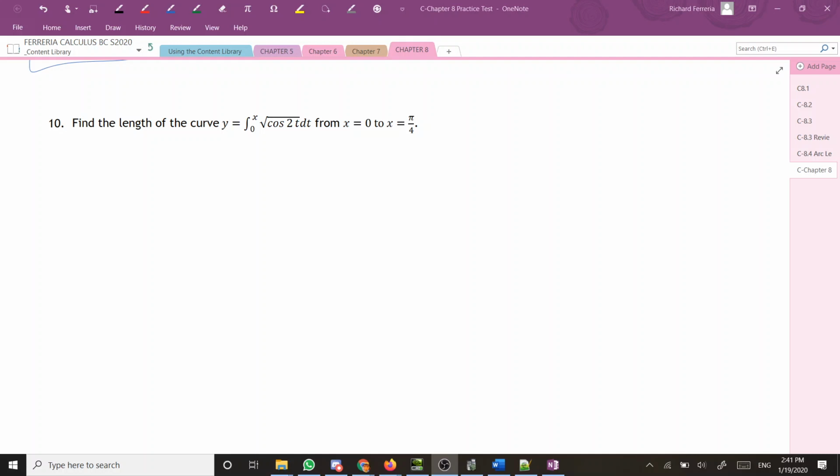Okay, everybody, we are looking at question 10 in your chapter 8 practice test. Find the length of the curve y equals the integral from 0 to x of root cosine 2t dt, as x goes from 0 to pi over 4.